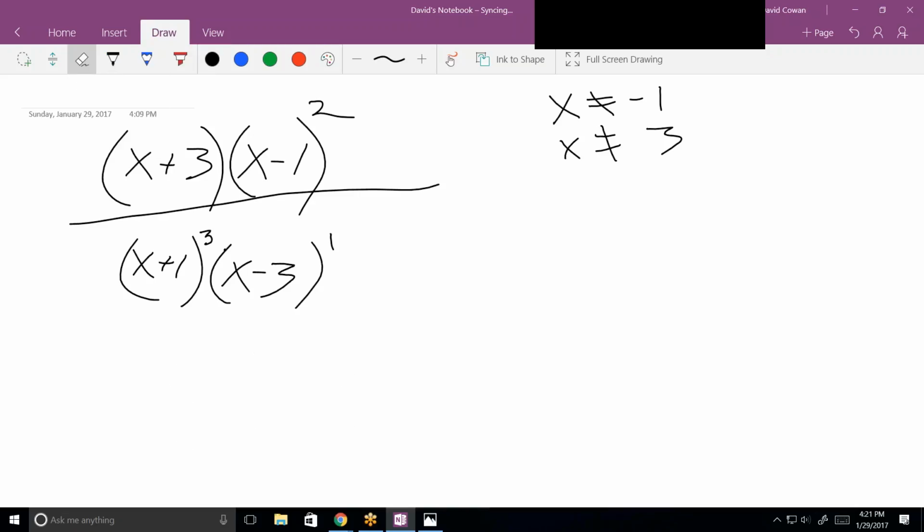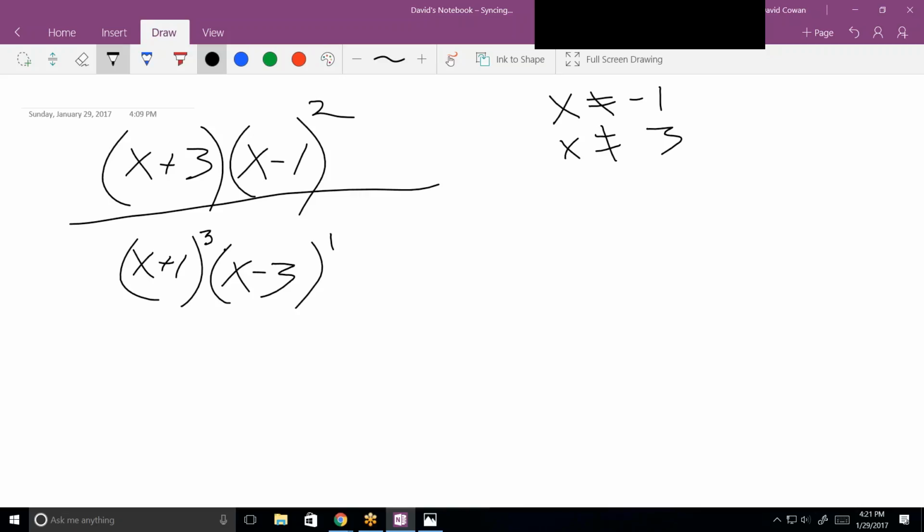I think this is going to work here. In other words, the bottom is still going to be a 4th degree polynomial. The top is still going to be a 3rd degree. So our horizontal asymptote is intact. Okay.